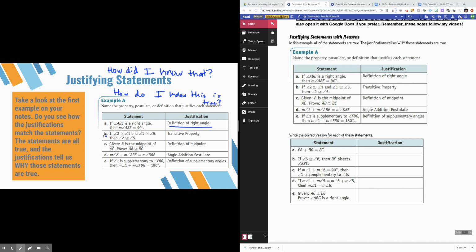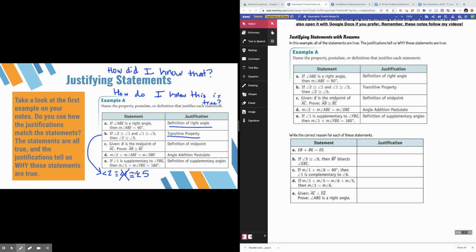Part B says, if angle 2 is congruent to angle 1 and angle 1 is congruent to angle 5, then angle 2 is congruent to angle 5. Remember, we did this already with equal signs when we were talking about algebraic proofs, right? We have angle 2 is congruent to angle 1, which is congruent to angle 5. So we are cutting out the middleman, and whenever we do that, that is the transitive property.